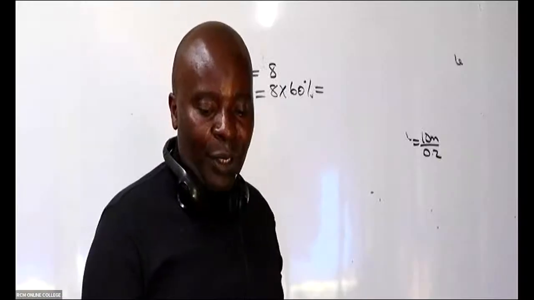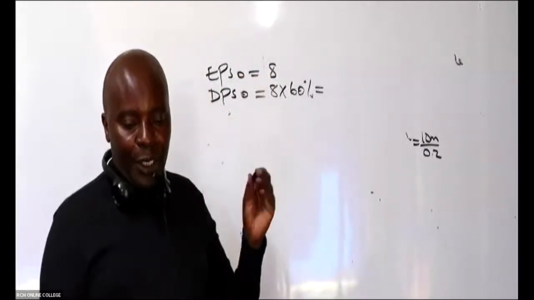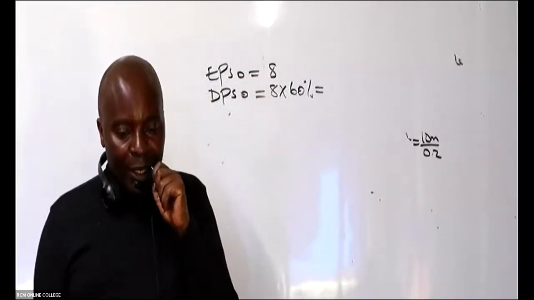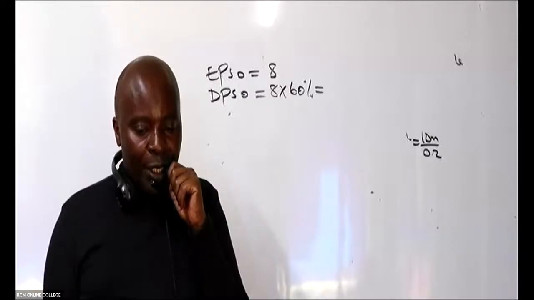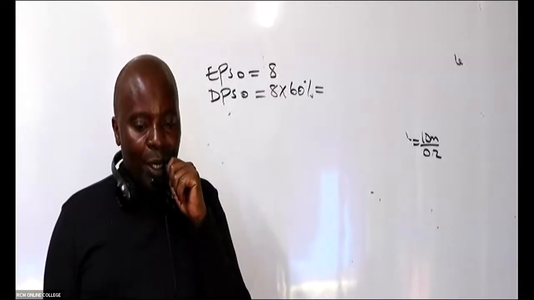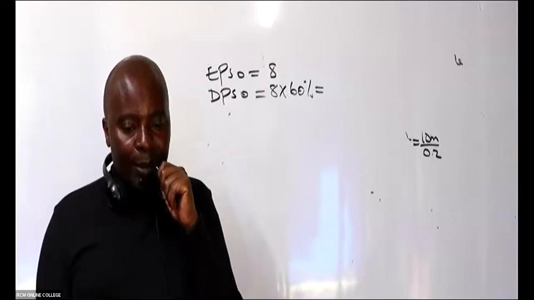So please give me this figure. What is this DPS at time 0? Time 0 means today. Yeah, so 8 times 0.6.